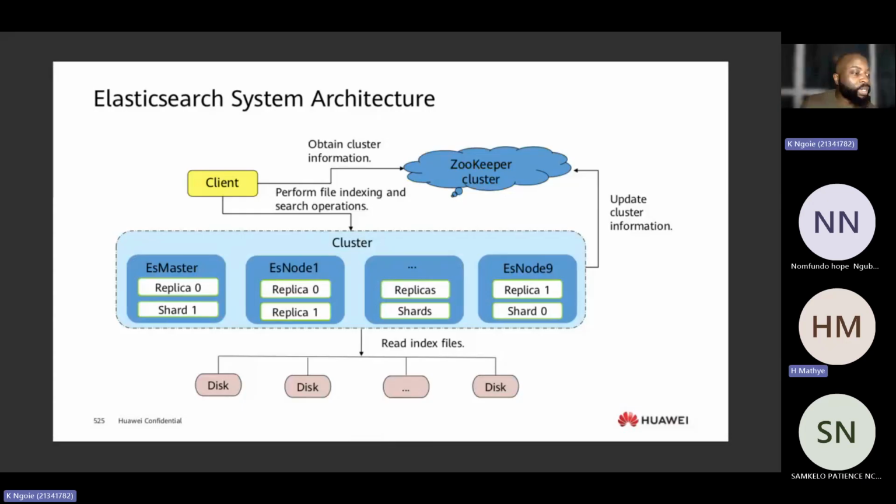Can anybody remind us? Zookeeper goes hand in hand with HDFS. Yes, you remember that. Anybody else remember anything about Zookeeper? Guys, when you go to the zoo, what's the job of the zookeeper?